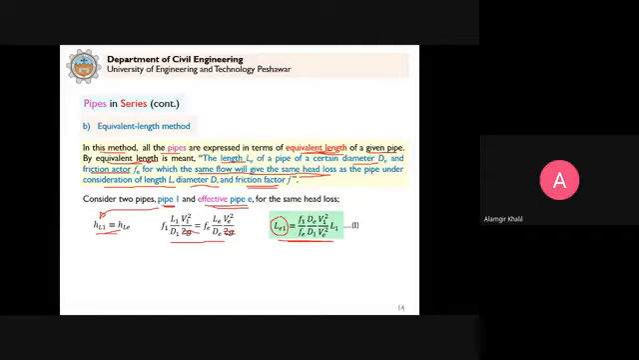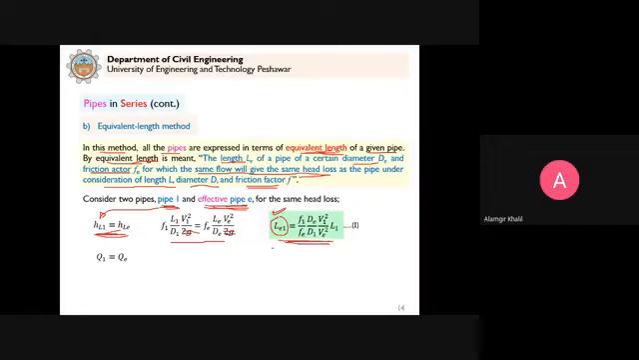So what does this equation tell us? This equation tells us what should be the length of that effective pipe here that will give the same head loss as pipe 1. You can see here we are equating HL1 is equal to HLE. So it means what should be the length of this pipe that will give us the same head loss as the head loss in pipe 1. Clear? What should be the length of that pipe?